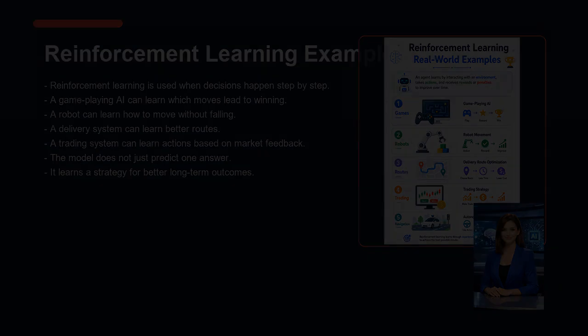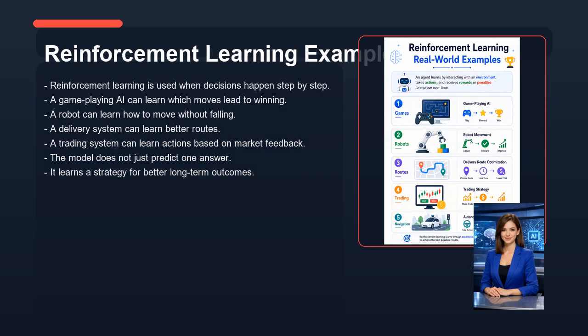Now let's look at reinforcement learning examples. Reinforcement learning is used when decisions happen step by step. A game-playing AI can learn which moves lead to winning. A robot can learn how to move without falling. A delivery system can learn better routes. A trading system can learn actions based on market feedback. The model does not just predict one answer. It learns a strategy for better long-term outcomes.